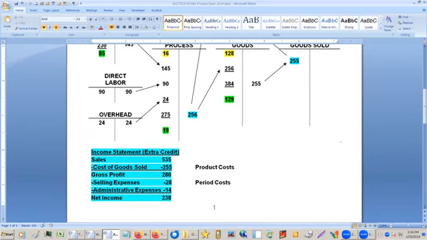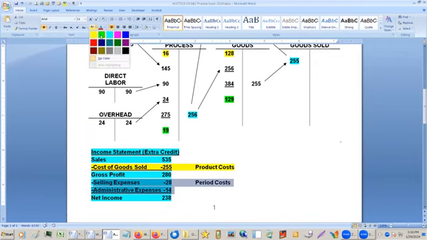So the cost of goods sold is going to be a product cost. And selling and administrative, these are period costs.